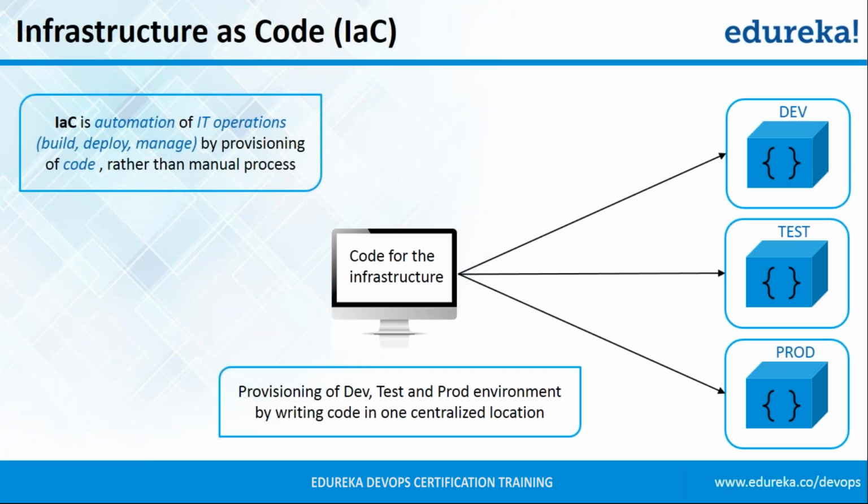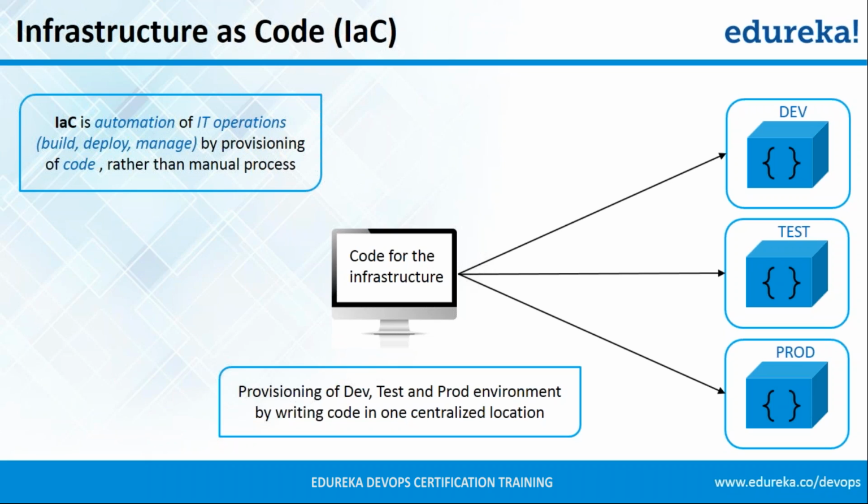So what is infrastructure as code? Infrastructure as code simply means that you are writing code for your infrastructure. So you are provisioning your environment by writing code rather than by a manual process. Or you can even term it as programmable infrastructure. As you can see from the slide, there is one central location where code for the infrastructure is present, and it is being pushed onto three different environments, that is dev, test, and production.